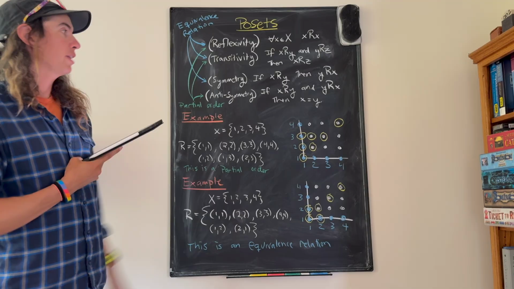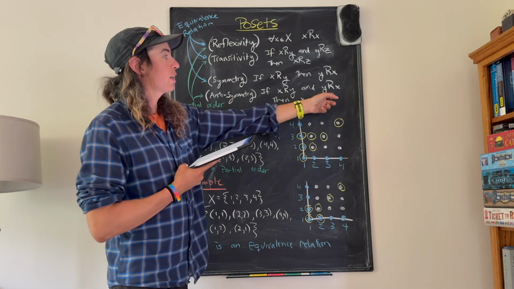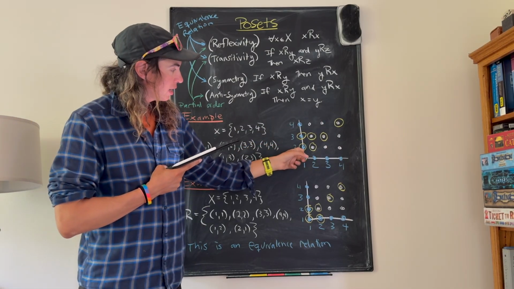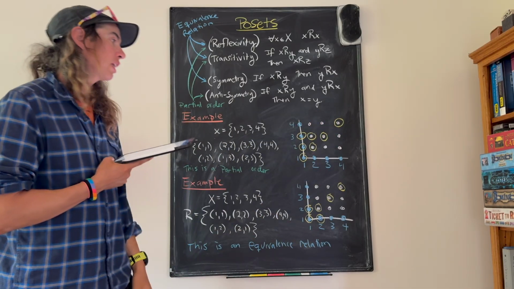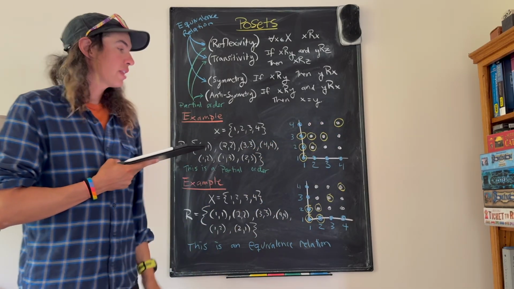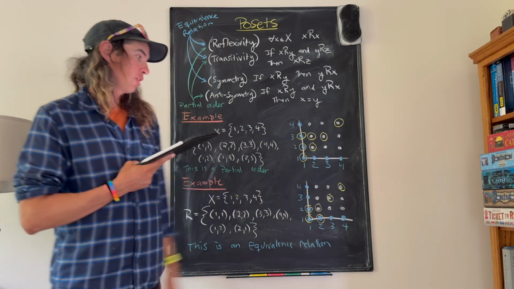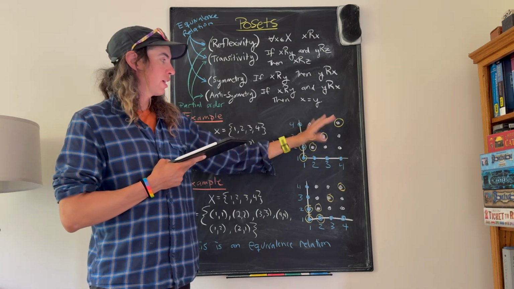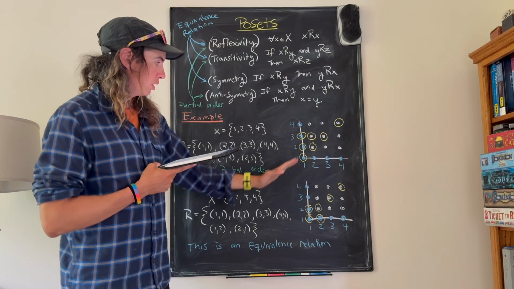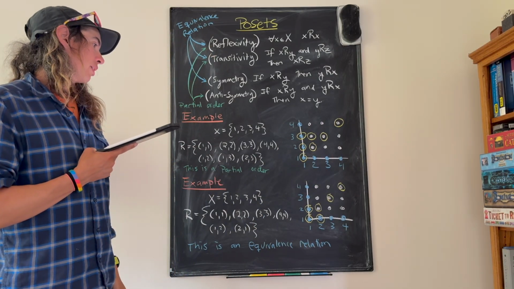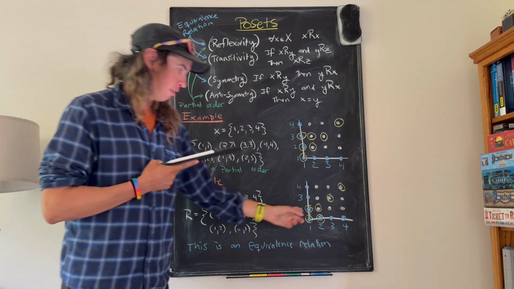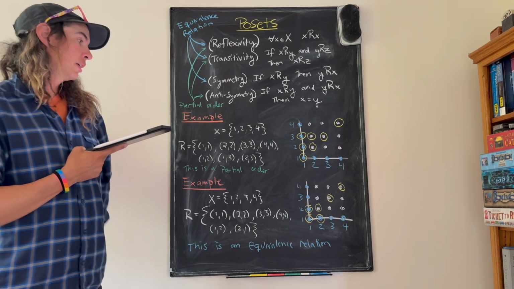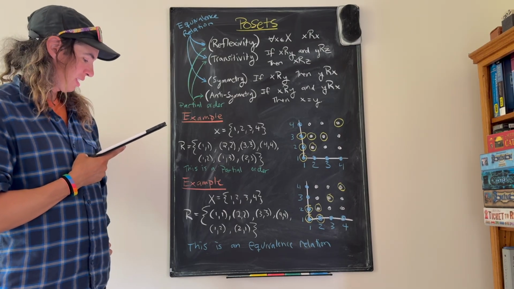Great, and then antisymmetry says if x is related to y and y is related to x, then x must be equal to y. So what that means is if I reflect the diagram across the diagonal and a circle goes to another circle, that is only possible if the circles lie on the diagonal. And so that is true for this one. If I reflect this over, the only time a circle gets reflected to a circle is on the diagonal. But that's clearly not true of this example. If I reflect (1,2), I will get (2,1), which is also circled, but not on the diagonal. Great.